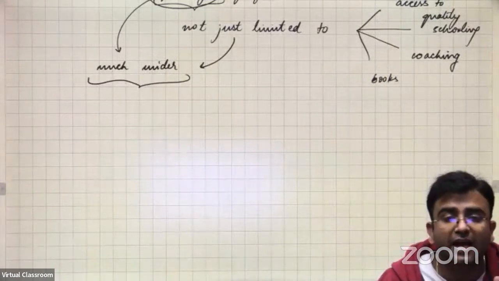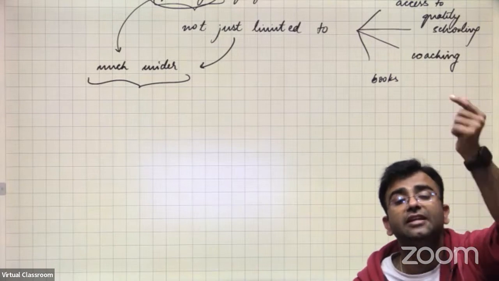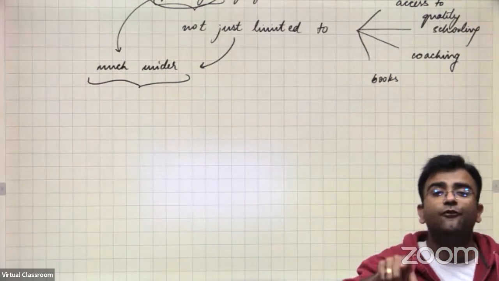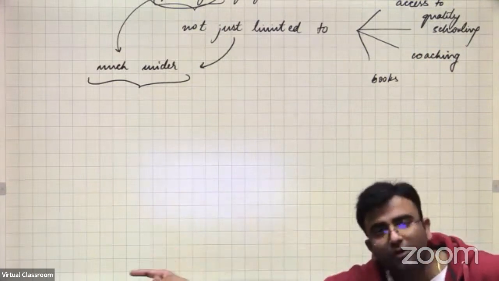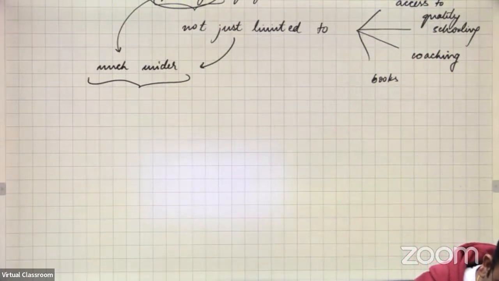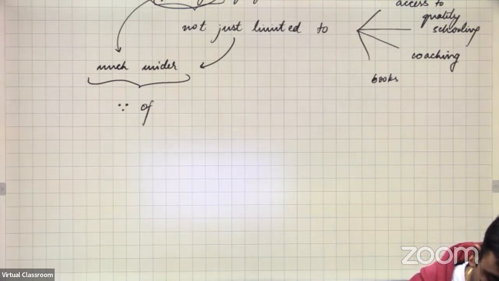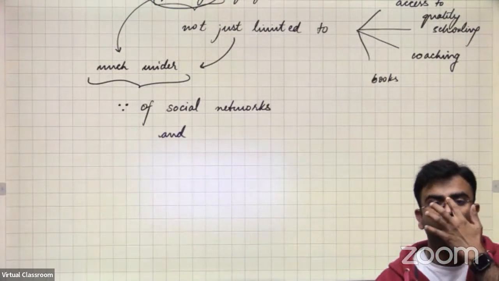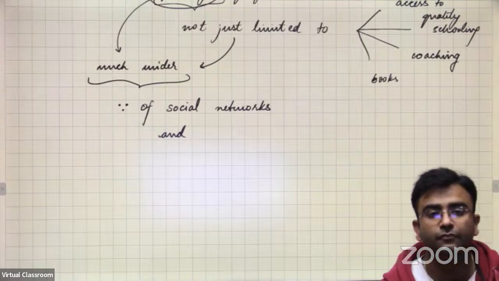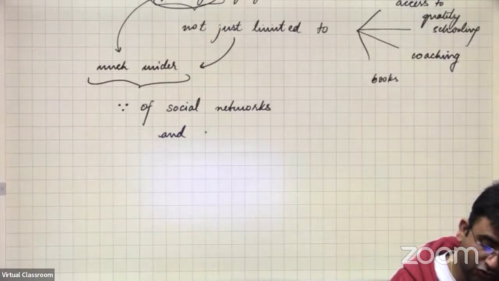The Supreme Court has tried to explain this through the concept that these forward classes have social networks and cultural capital in their families that they inherit. Therefore, even if you provide quality schooling, quality coaching and books to the backward classes, it will not be enough. It is much wider because of social networks and cultural capital.